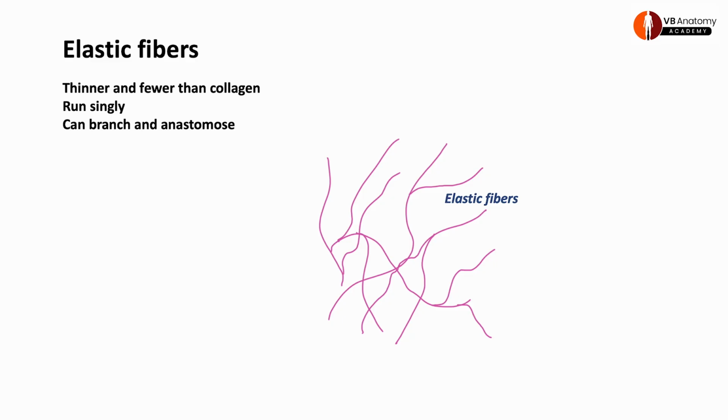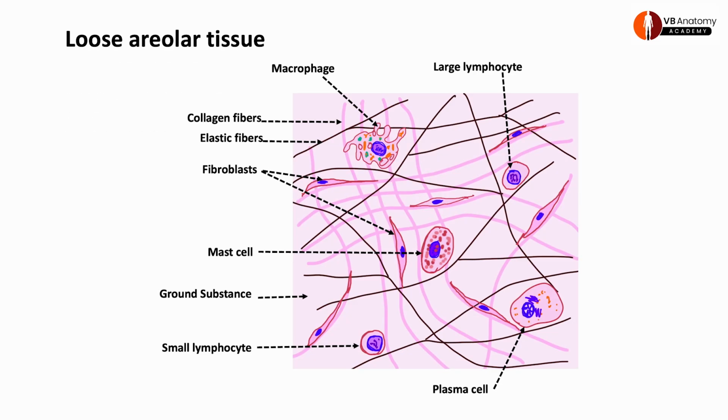Let's now go on to draw the loose areolar tissue. This is the image we need to draw. See how it contains cells, fibers, and then the basic pink colored ground substance. Let's begin to draw this diagram of loose areolar tissue.